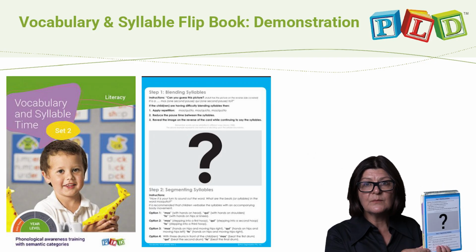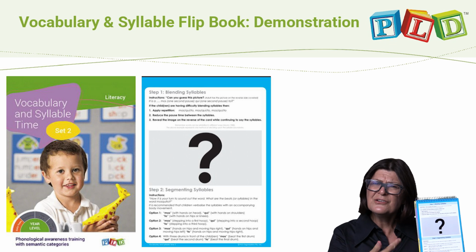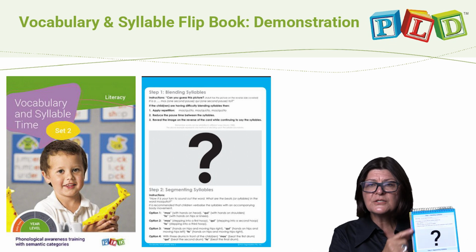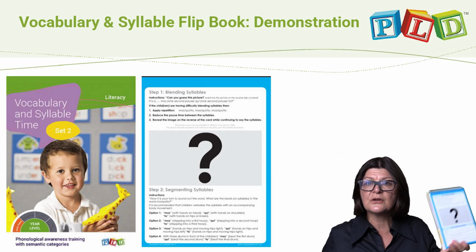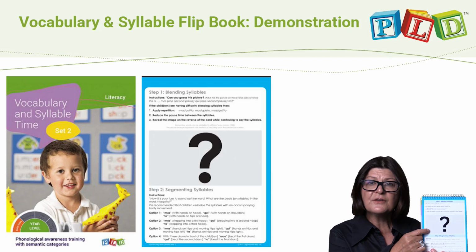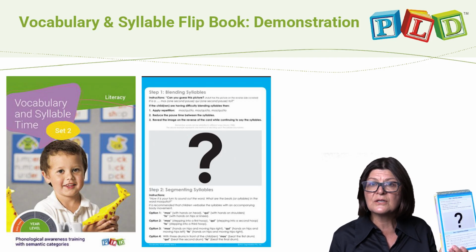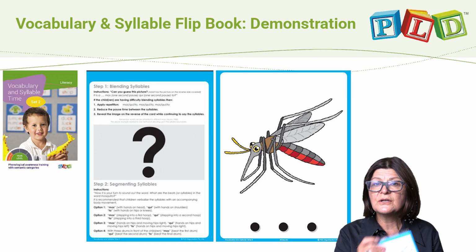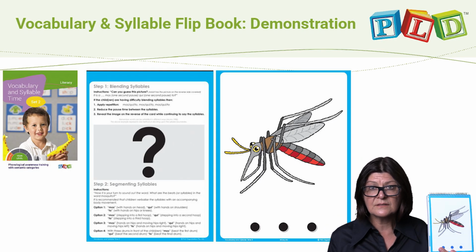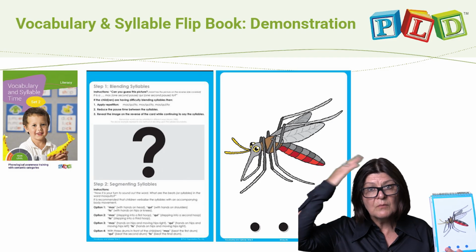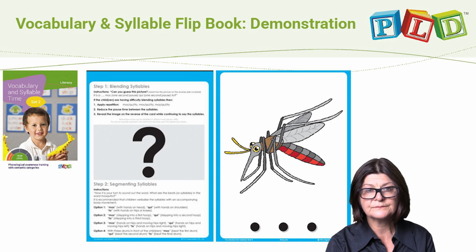First of all, blending, then moving into segmentation. It's a scripted program. So, can you guess this picture? It's a picture of a mosquito. Mosquito. Push those sounds together and see if you can guess what's the picture of it. It's a mosquito. Turn it over. Yes, it is a mosquito. Now it's your turn to sound it out. Mosquito, mosquito. Hands back in the lap.